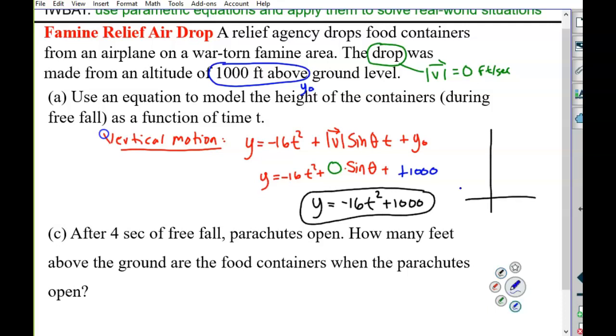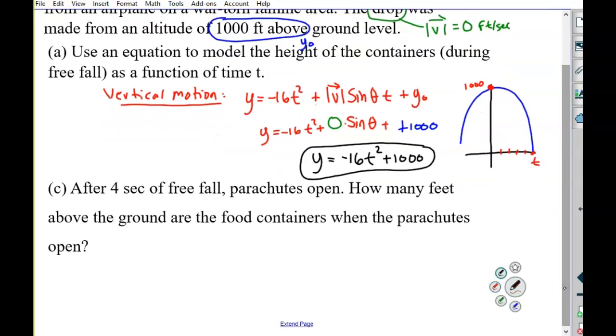If you were to graph this, there's your graph. It's dropping, and this would be time, and then we'd have to figure out at what time it hits the ground. You could figure that out by plugging in when y is 0. But what they want to know is, what about after 4 seconds? After 4 seconds of free fall, the parachute opens. How many feet above the ground will the food container be when the parachute opens?